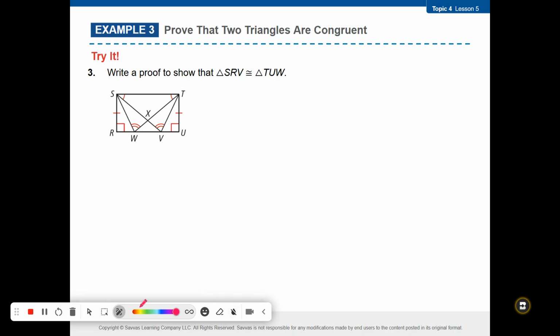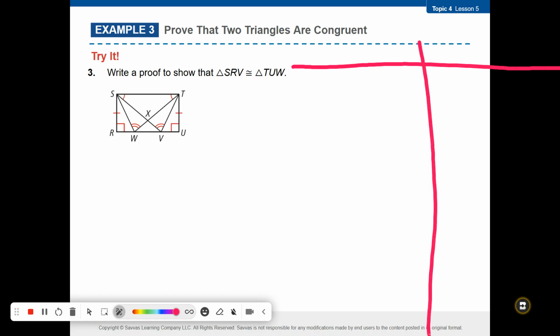All right, so again, let's create those lovely little 2 columns. There's my statements, there's my reasons. Step 1 is your given information. Now on your test, you're going to have to write it in. I'm not going to, all right? It's just too much space.